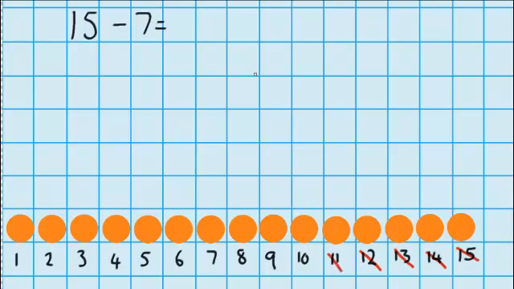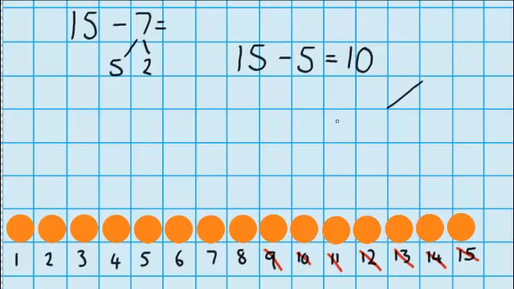So let's just record what we've done so far. There are 15 counters, and so far I've subtracted 5 counters, which has taken me back to 10. Now the question says I need to take away 7 counters, but so far I've only taken away 5, which means I've got 2 more counters I need to take away. So I'm going to do that now. There's 1 more counter taken away and another one.